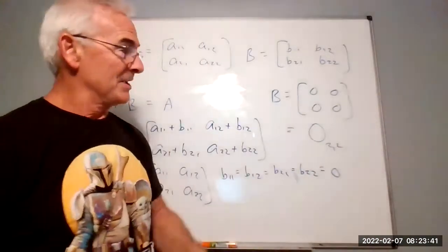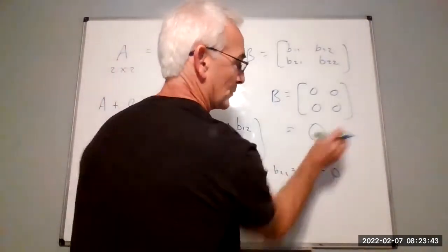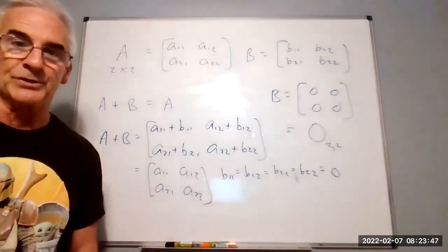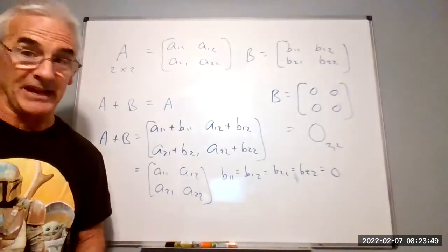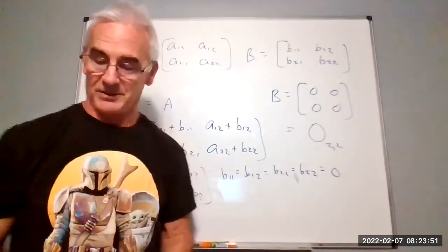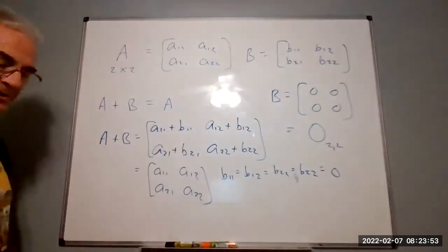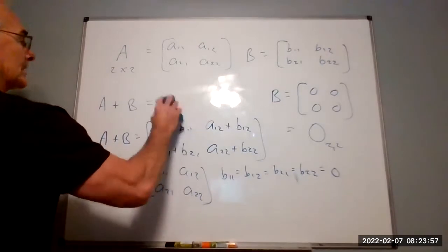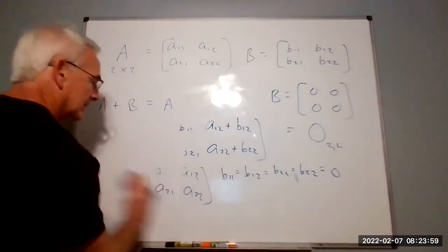Now, by the way, do not confuse the zero matrix with the number 0. Matrices and scalars have nothing to do with each other. A matrix and a scalar are not from the same universe. So we found a matrix that acts like an additive identity. Now, let's do this problem again. Similar problem.